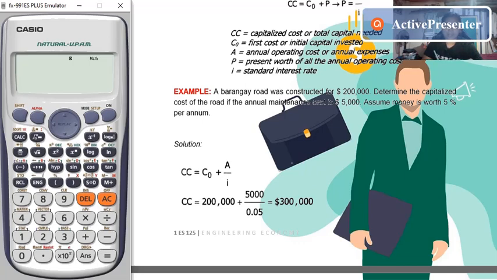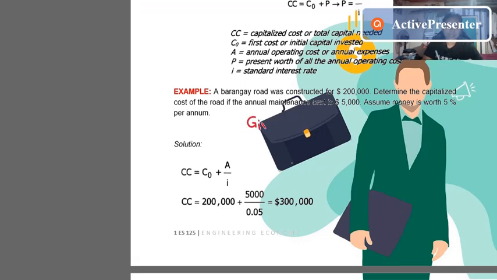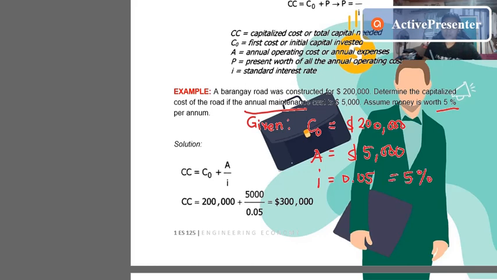So first, we need to analyze the problem and write the given. The problem gives a first cost of $200,000, the annual maintenance is equal to $5,000, and our I is 5%, so we have 0.05. What the problem asks for is the capitalized cost, or the CC.